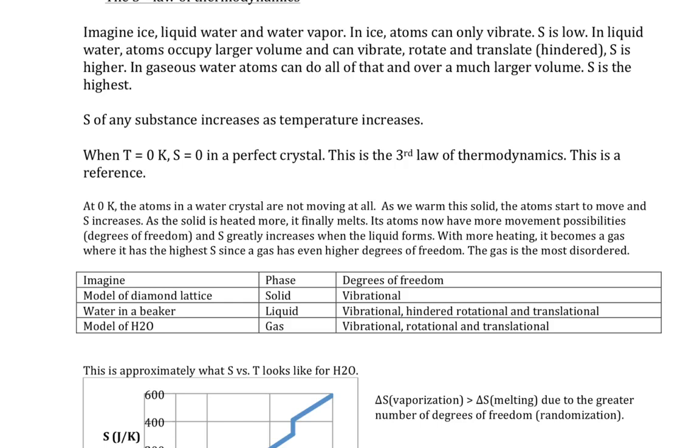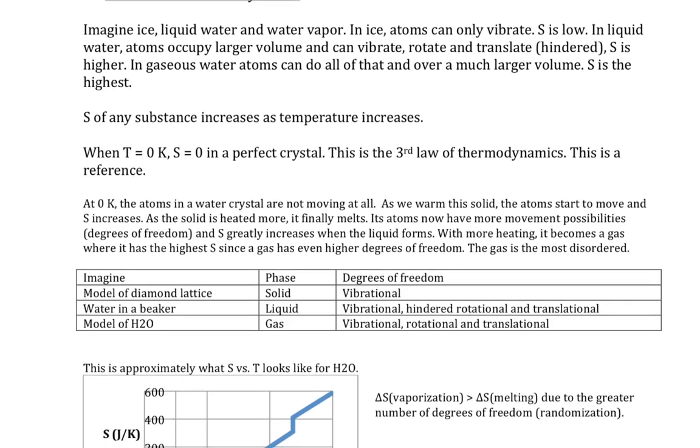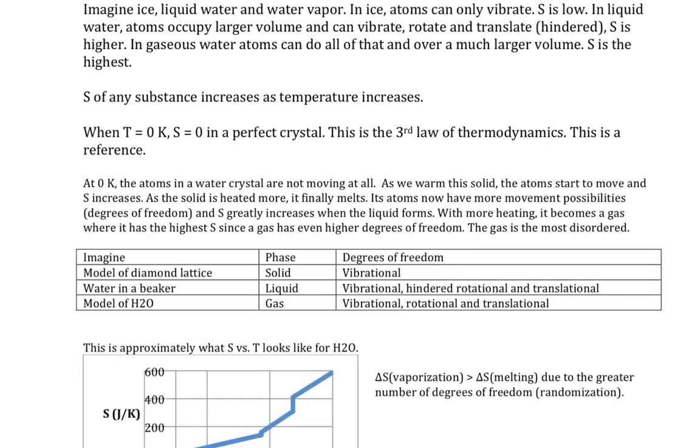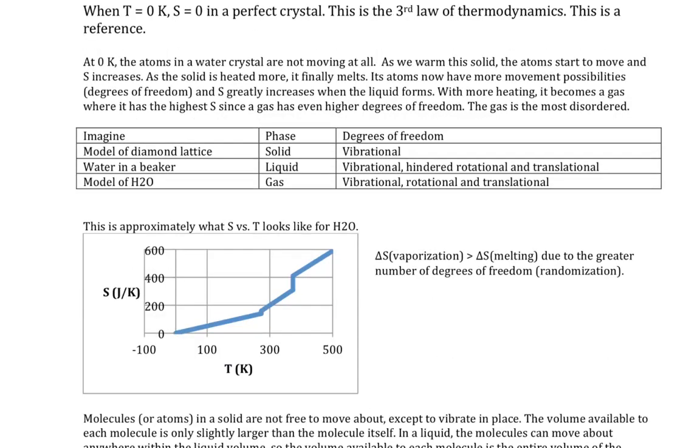So S, the entropy of any substance, increases as temperature increases. When the temperature is 0 Kelvin, that is absolute zero, the coldest it can be, the entropy is 0 in this perfect crystal state. This is what is called the third law of thermodynamics, and it turns out that's a reference point.